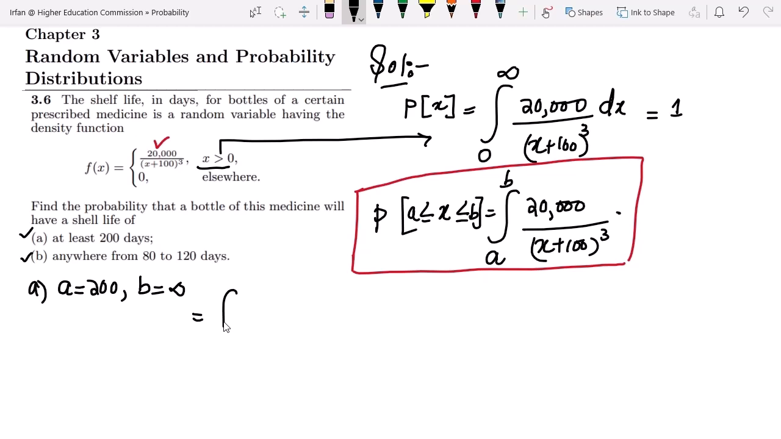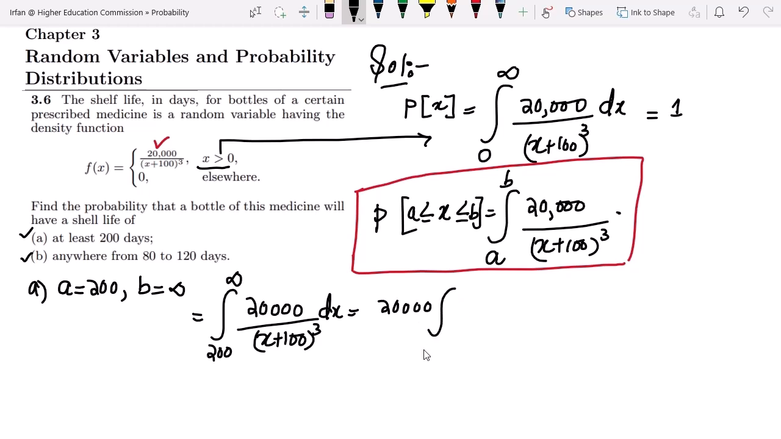So when I write these values here, it would be 200 and here infinity, so it would be 20,000 divided by (x plus 100) whole cube dx. Okay, so let me integrate it. This is the constant part, so let me take it out, 20,000, and now integrating the values from 200 to infinity, making the denominator the numerator, I will get (x plus 100) to the power minus 3 dx.